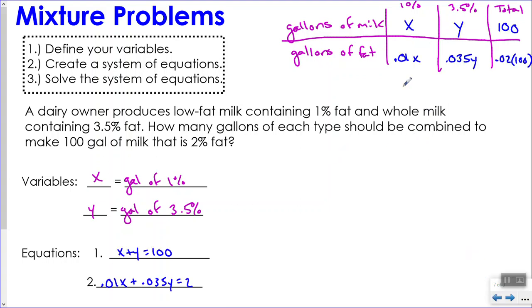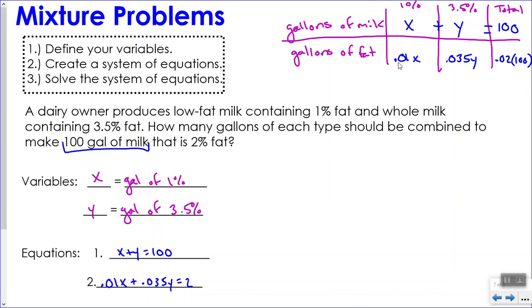Alright, so if we take a look here, we know that at the end of the day, we need to have 100 gallons of milk. So that means that the gallons of 1% plus the gallons of 3.5% have to equal 100 total gallons. Now, this is where it gets a little yucky. We're talking about the actual amount of fat in the milk. So if my low-fat milk is a 1% solution, that means that 1% of what I'm drinking there is fat. So if I have 100 gallons of just this, I'm going to have 1 gallon of fat in there.